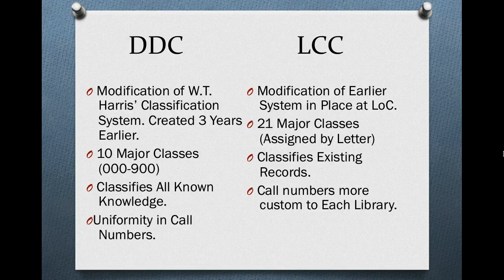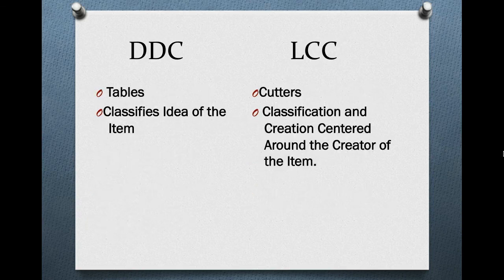Cutters and tables share similar uses. Both cutters and tables are designed to create added accuracy to the call number as well as design a unique call number for each item. Tables differ slightly from cutters in practice. Similar items organized in LCC have a larger chance to get the same initial number than DDC. LCC uses cutter numbers to further differentiate between the works.